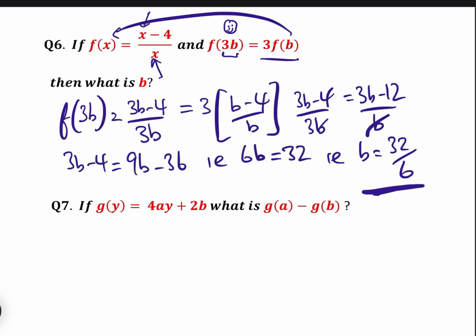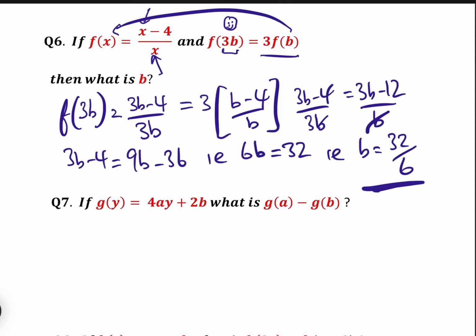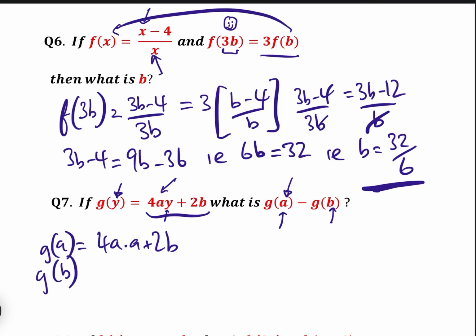Question number 7. If g of y is 4ay add 2b, what is g of a minus g of b? Again, just don't get confused by the fact there's already a's and y's and b's in the function. All we have to do is, again, just imagine this is a smiley face. We replace the y's with a, and then we replace the y's with b. So we have g of a is 4a times a, just replacing that y with an a, add 2b, and g of b is 4ab add 2b.